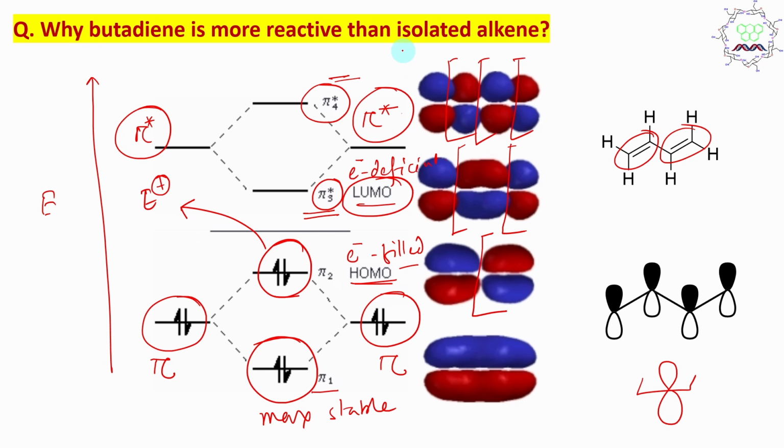And how is it different compared to an isolated alkene? Look, this is the pi of an isolated alkene. So you may say, okay sir, an isolated alkene is a comparatively poor electron donor. Why? Because this is the HOMO for the isolated alkene, and this is the LUMO. The LUMO energy is higher, so it cannot accept electron density so efficiently. The HOMO energy is lower, so it cannot donate electron density so efficiently.